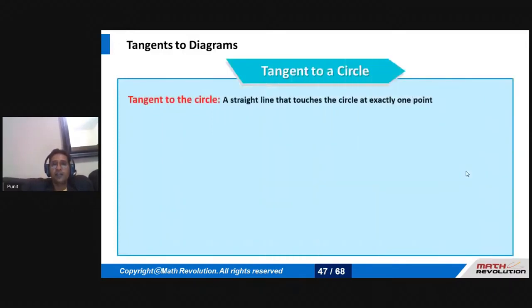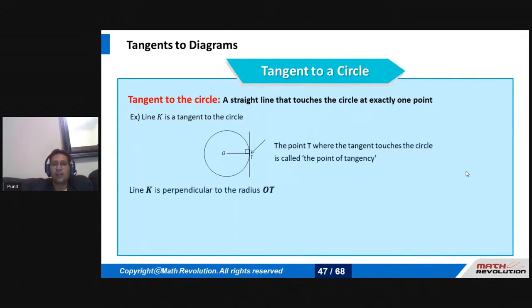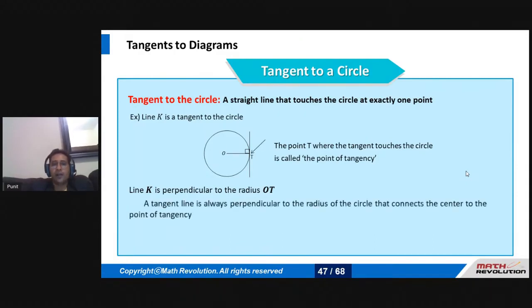Now let's talk about tangents to a circle. We know a tangent is a straight line that touches the circle at exactly one point. That point is called the point of tangency. If you draw a line from the center to this point of tangency, it acts as a perpendicular.